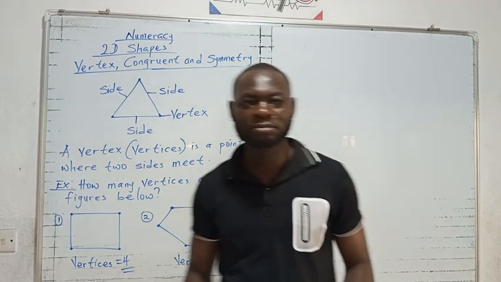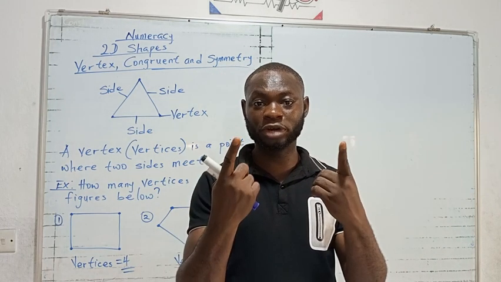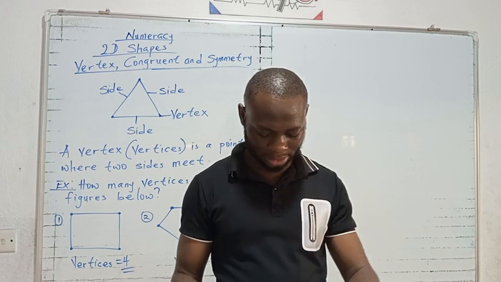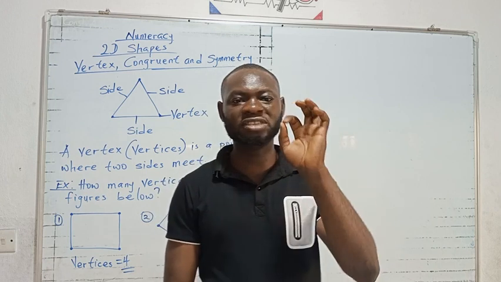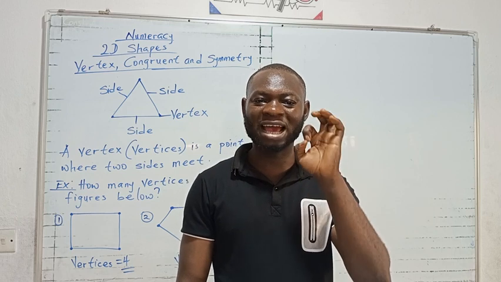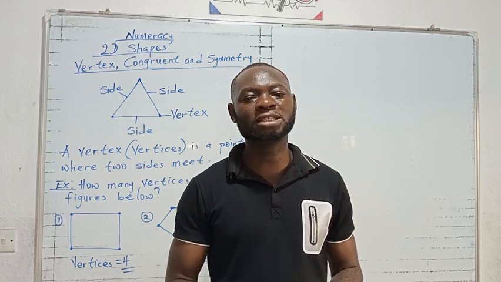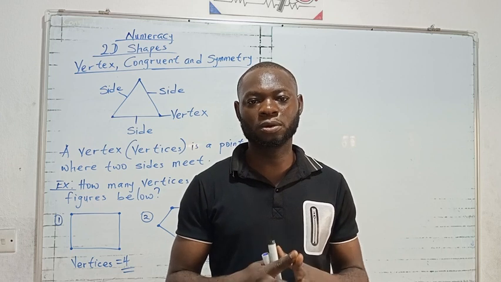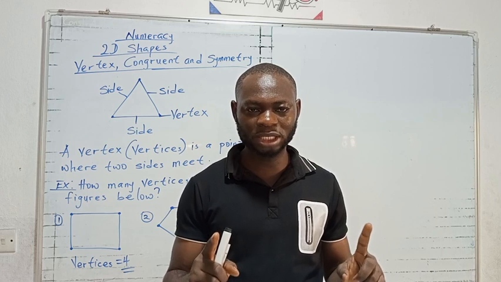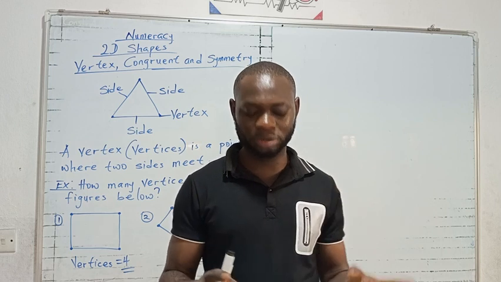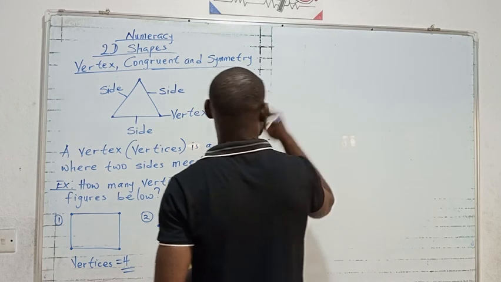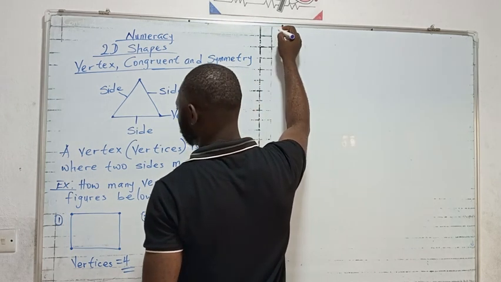Okay, now remember, two shapes are said to be congruent if the shapes are equal in size and they have the same shape. If they are equal in size and they have the same shape, we say that the shapes are equal. If they are same shape and same size, that is when we say that the shapes are congruent. Okay? Alright?